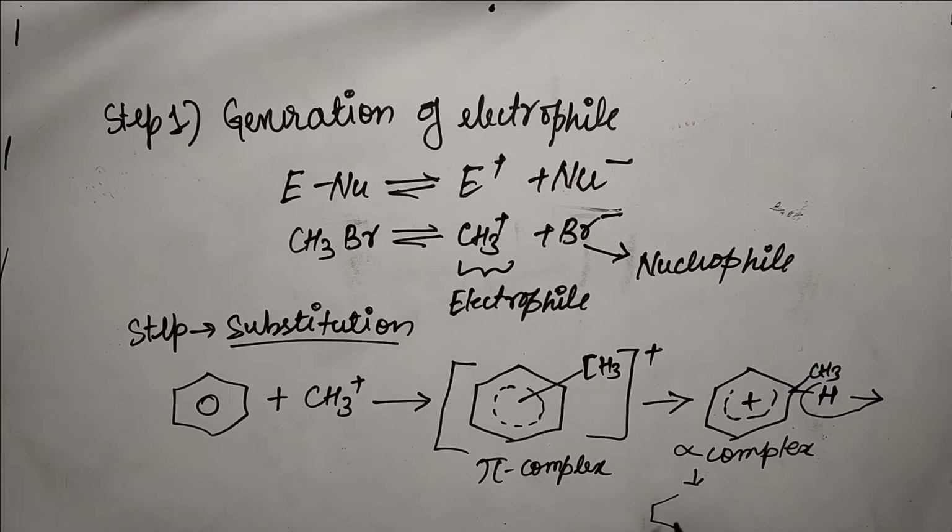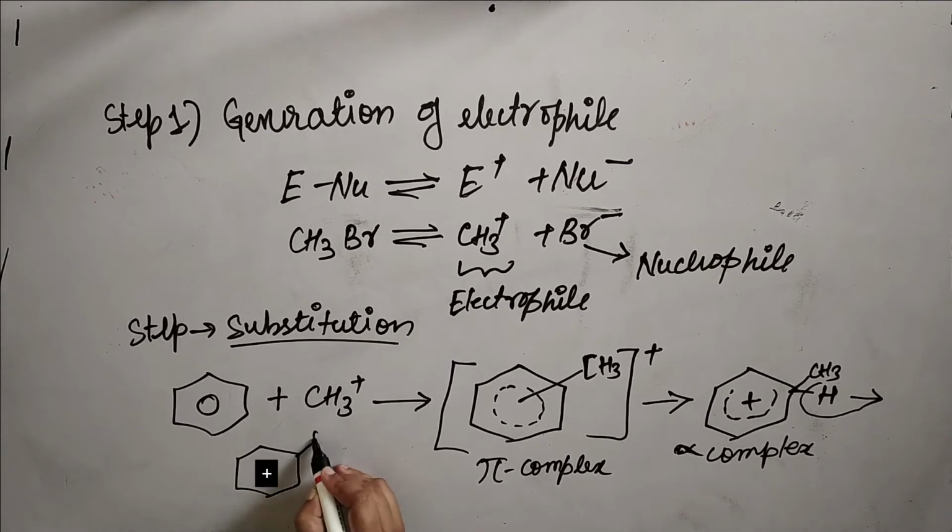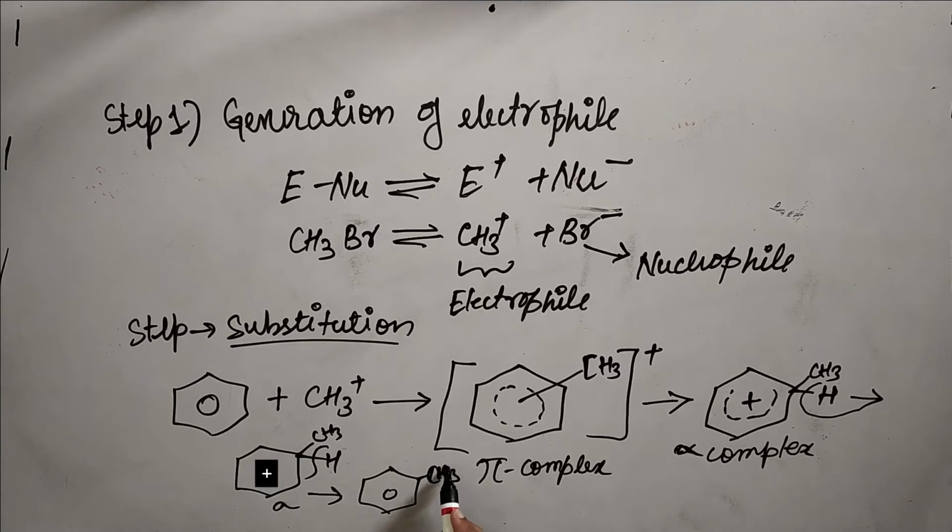So here the sigma complex will lose the hydrogen. Here you can see CH3 and H. This is the sigma complex. Removal of hydrogen takes place and the electrophilic substitution reaction is completed. So this is the case where substitution takes place in the second step.